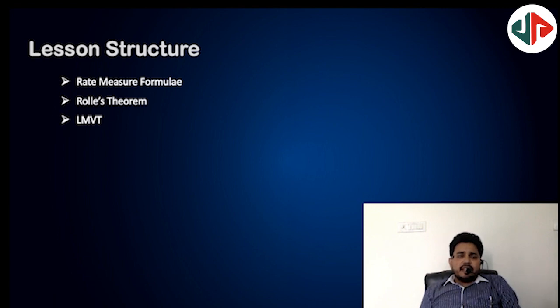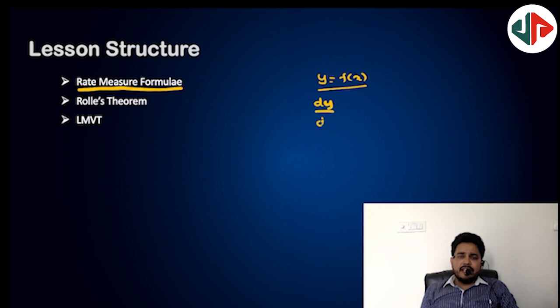So the first thing is rate measure formulas. What are we going to deal with in this rate measure? So for example, y is equal to f of x is any function. So dy by dt is equal to f dash of x into dx by dt. So rate measure typically will do differentiation with respect to time.